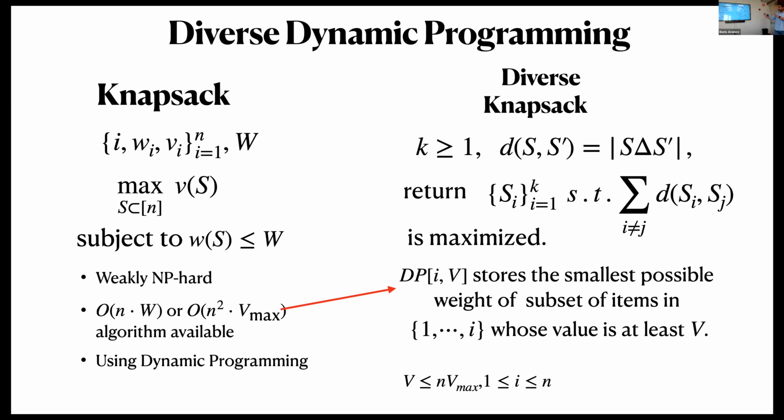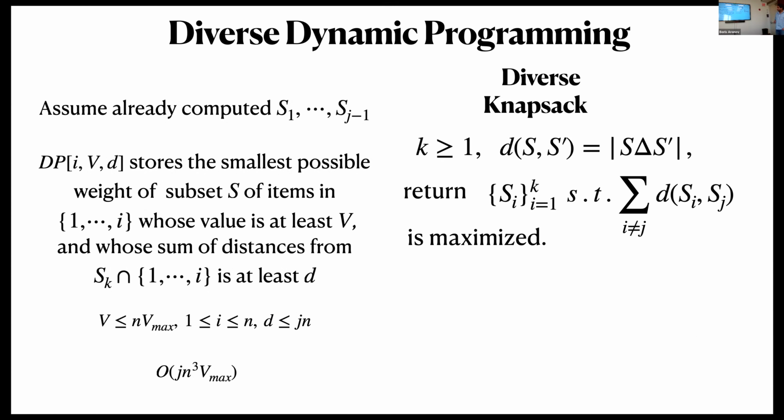And now you can set up a nice recurrence relation and solve this table. How many entries does this table have? N rows and n Vmax columns, so that much, and every entry can be computed in constant time if all the previous entries are computed. So that's this one.